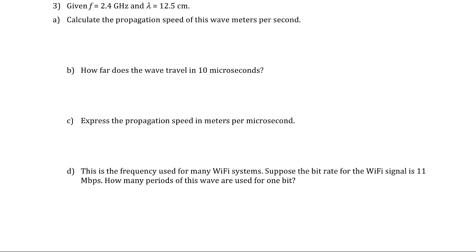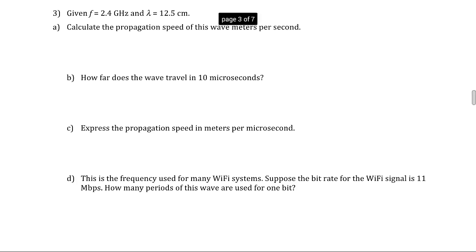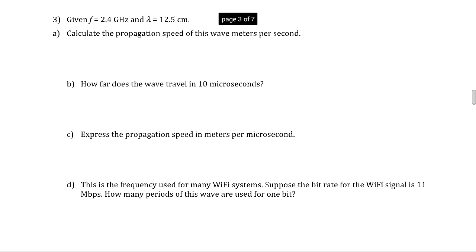Okay, here's an example problem on traveling waves, and this wave has a frequency of 2.4 gigahertz. That happens to be what we use for our Wi-Fi. Okay, so we have a frequency of 2.4 gigahertz and a wavelength of 12.5 centimeters.